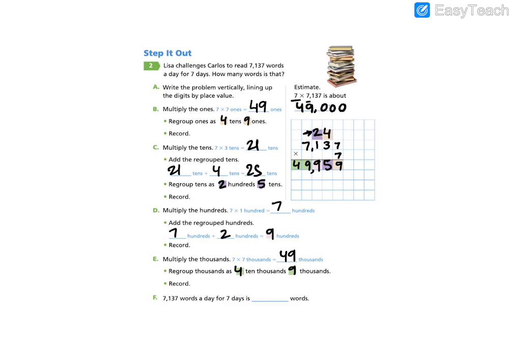So over 7 days, Carlos is going to read a lot of words. He will read 49,959 words.